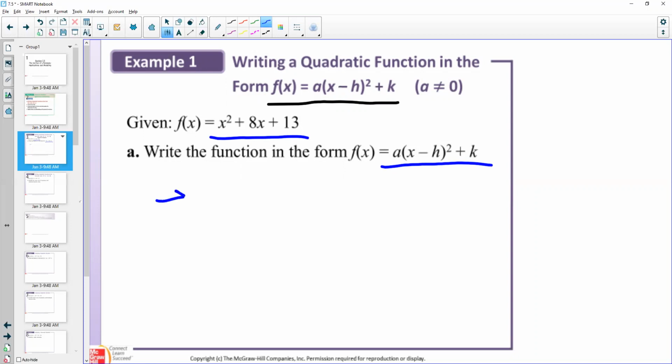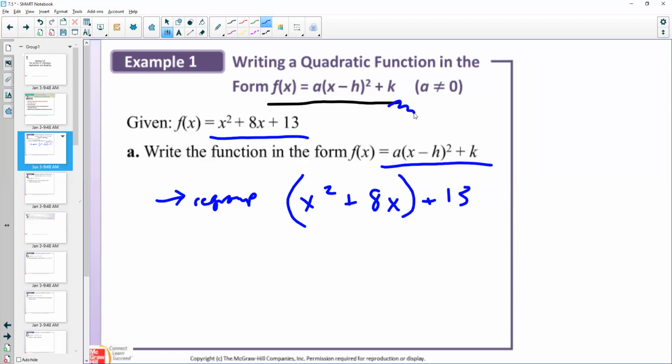Okay, ready? First, we're going to regroup. There's no rule against it. So we're going to take x squared plus 8x plus 13. And I'm going to put x squared plus 8x in parentheses. Okay, I'm going to put the 13 to the outside. That's what's going to slowly become my k. But now I have to take x squared plus 8x, and I need to make it into this. And that's where the whole completing the square comes in, because now I want to complete that square.